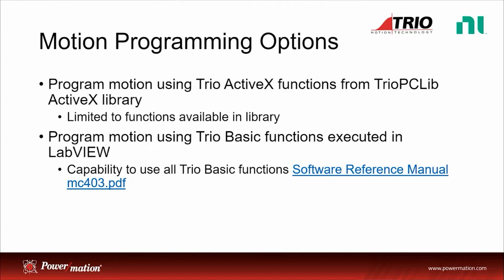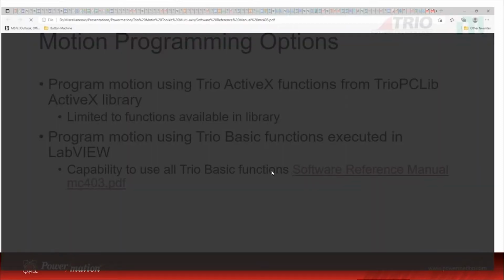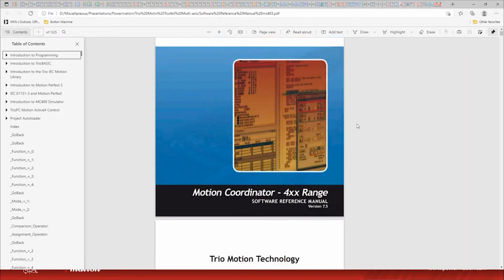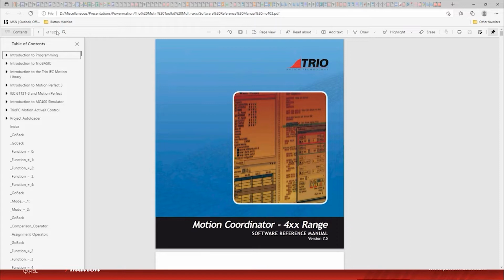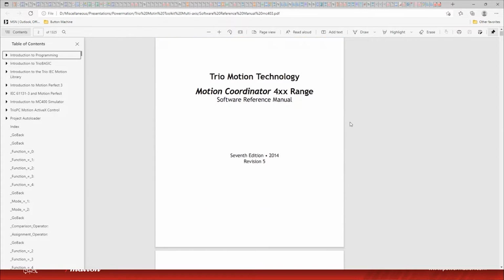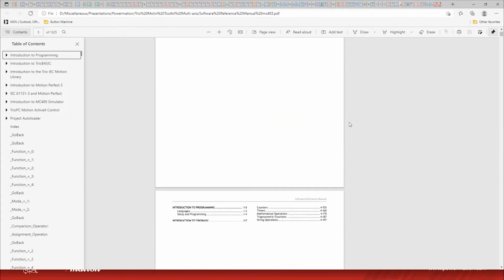This is limited to the functions available in the library, but we can also use any of the Trio basic functions in LabVIEW. And to give an example of what these functions are, we're going to take a look at the Trio software reference manual. As you can see, this manual has over 1,300 pages of functions available from the Trio motion, any of which can be run from the toolkit.